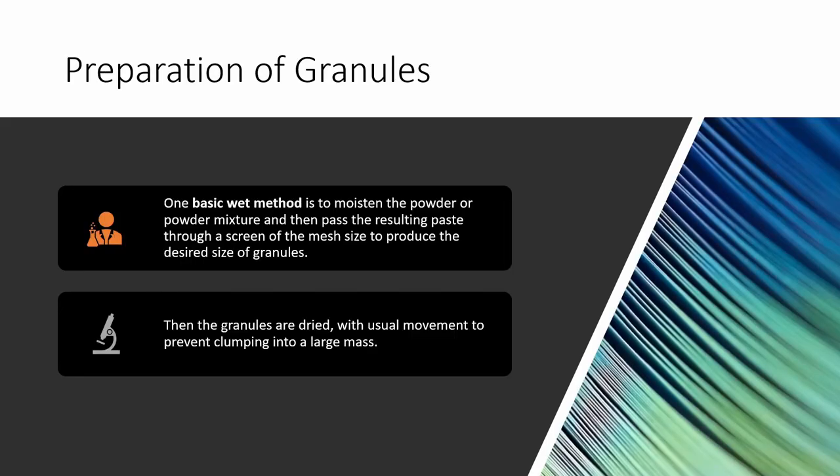We have different methods of preparing granules. We have the wet and we have the dry. The basic method of wet preparation is adding a liquid to a powder. What you will produce is a wet mass. When you have a wet mass, you just have to pass it through a sieve, and the sieve will form granules of the desired size. After you have formed the granules, you're going to dry them, and after drying them, you have your granules. Very simple.